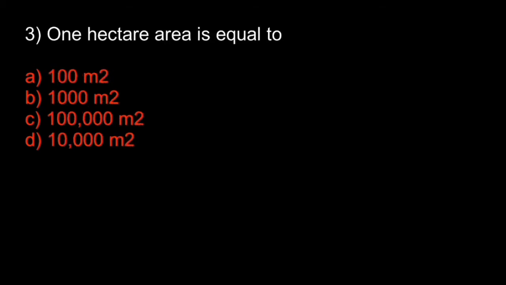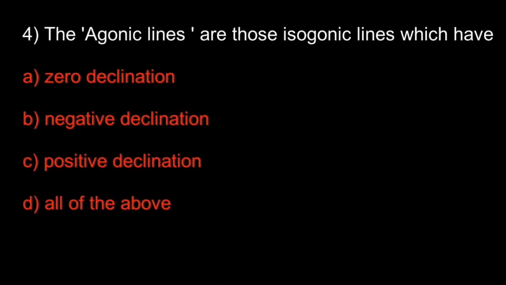Now let's move on to the third question. 1 hectare area is equal to option A, 100 meter square, option B, 1000 meter square, option C, 100,000 meter square, and option D, 10,000 meter square. And the answer is option D, 10,000 meter square. 1 hectare area is 10,000 meter square.